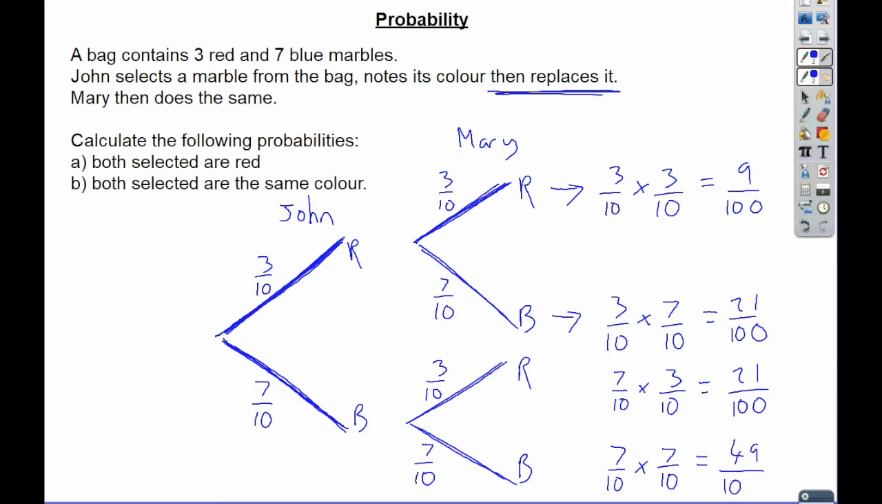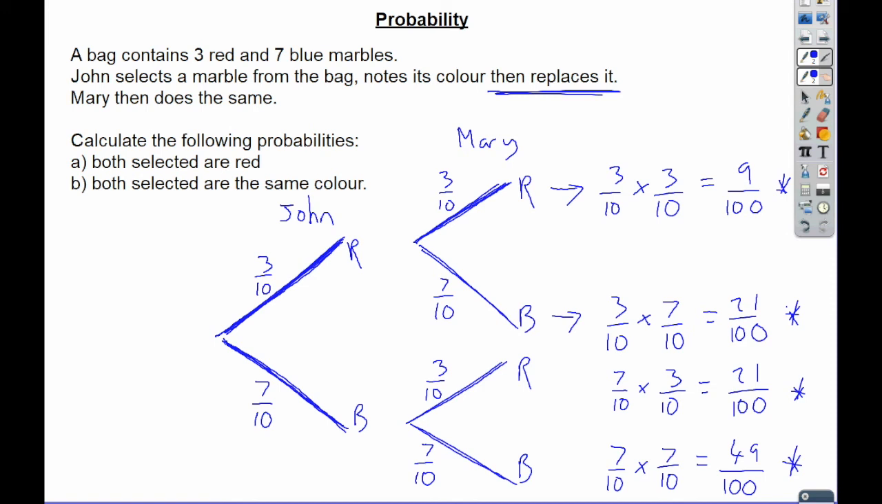Now, can you do something else for me? Have a look at the end results, the final 4 fractions, and just tell me what you notice about all 4 of those. Indeed, they all add up to 1. Why do they all add up to 1? It's because we've exhausted all the possible outcomes that could actually happen. Okay, so this is one of the really nice things about the tree diagram. It makes something that could potentially be rather difficult into something that's actually pretty simple. Well, at least I'm hoping you find it pretty simple.